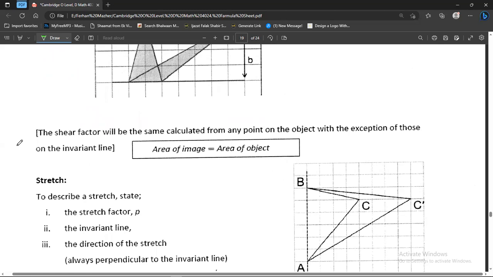Area of the image is equal to the area of the object. In the shear, the area remains the same.